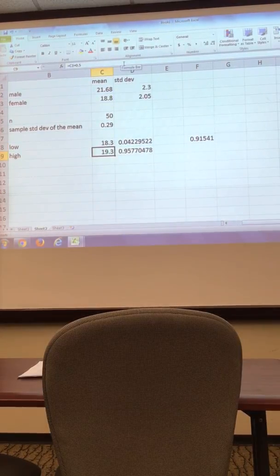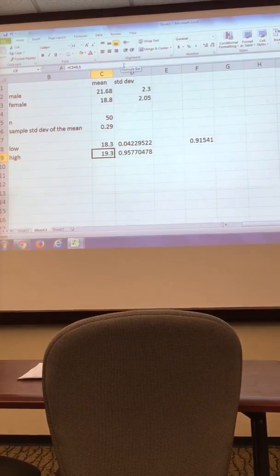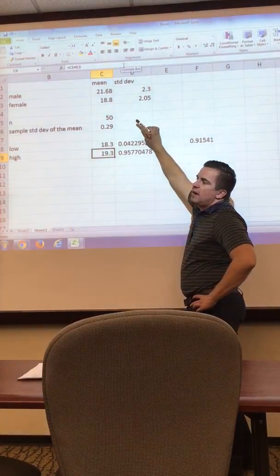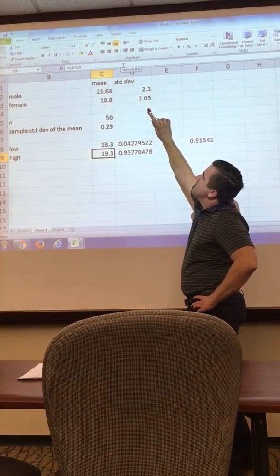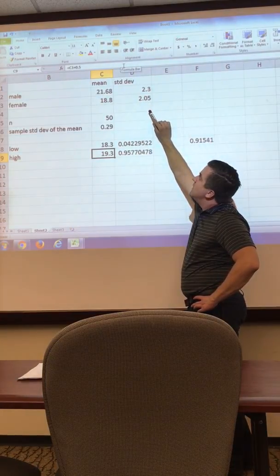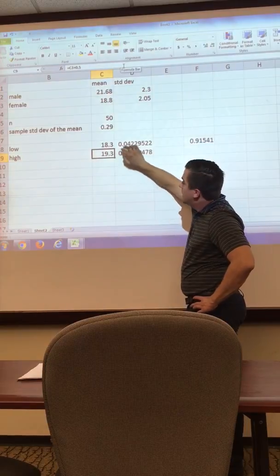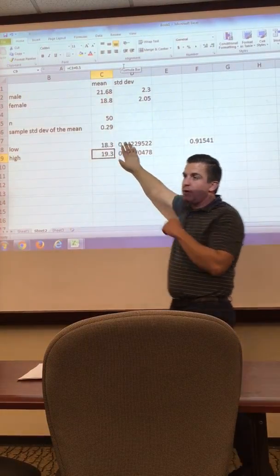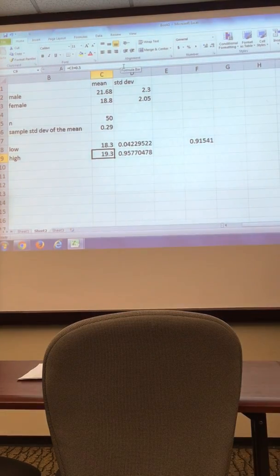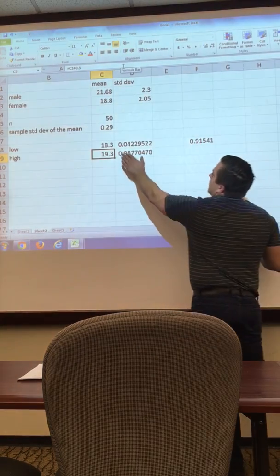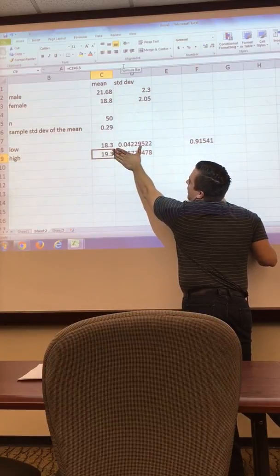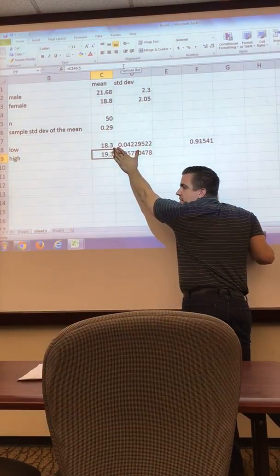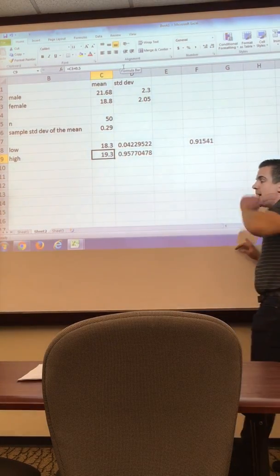So, if we're talking about a female population that's averaging $18.80 an hour, and the population standard deviation is $2 and a nickel, given a sample of 50, our sample standard deviation is going to be 0.29. So given that sample standard deviation, what's the odds that a female out of college makes less than $18.30? There's a 4% chance of that happening.